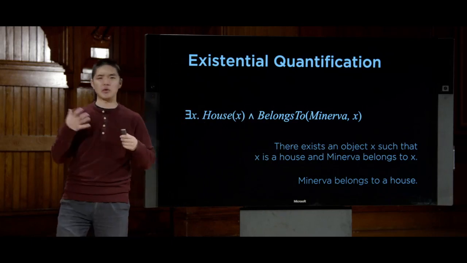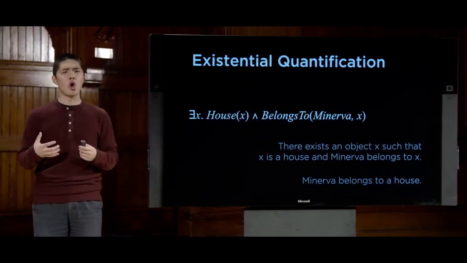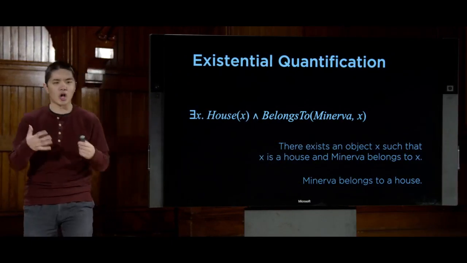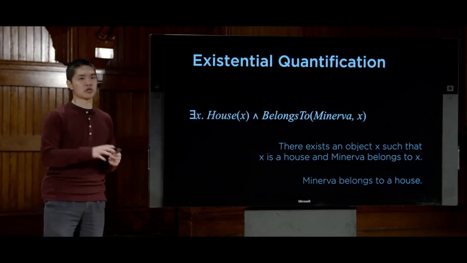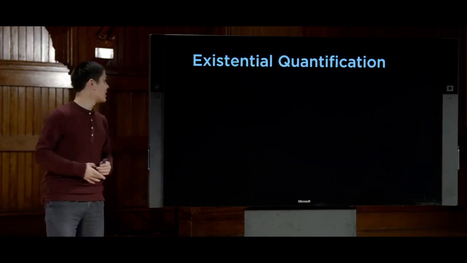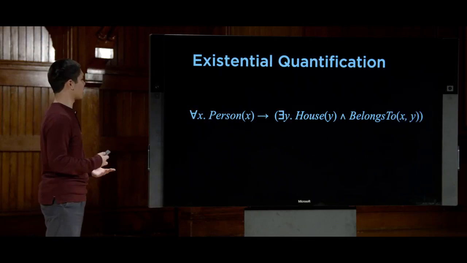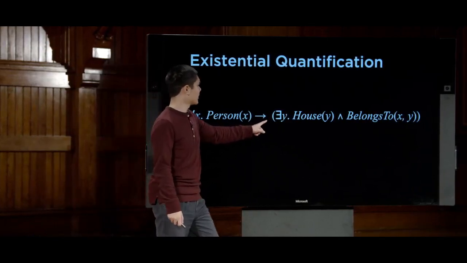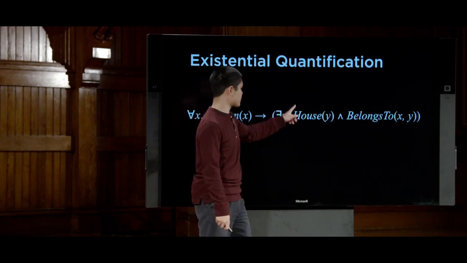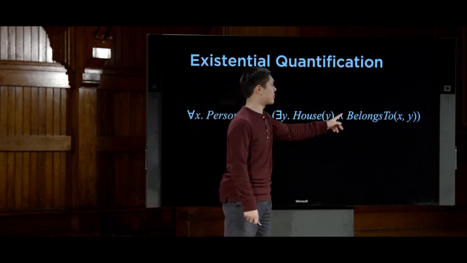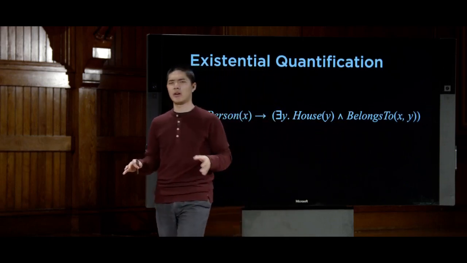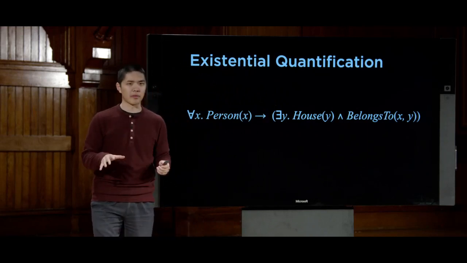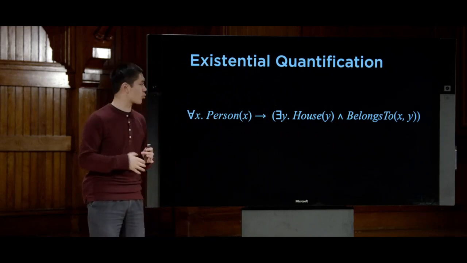And combining this universal and existential quantification, we can create far more sophisticated logical statements than we were able to just using propositional logic. I could combine these to say something like this: for all x, person x implies there exists a y such that house y and belongs x y. All right, so a lot of stuff going on there, a lot of symbols. Let's try and parse it out and just understand what it's saying.